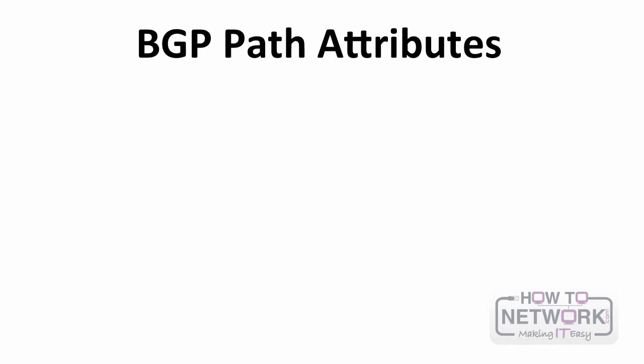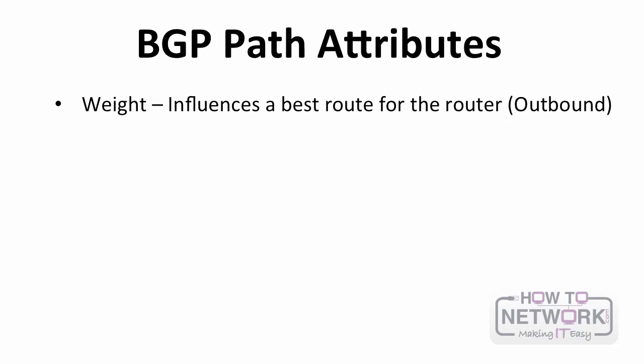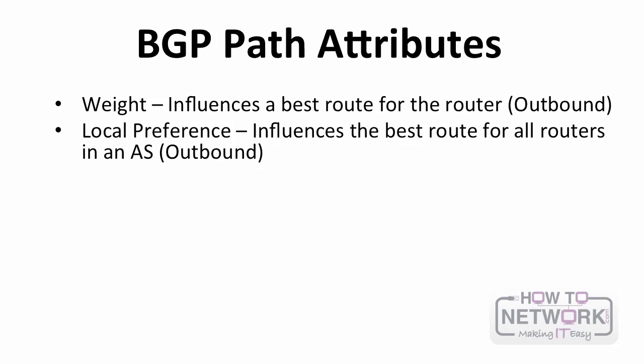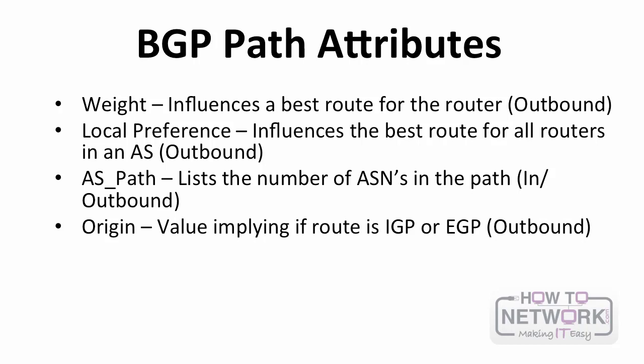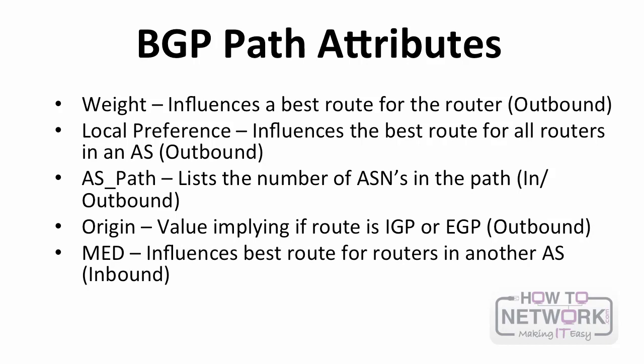Now, regarding BGP path attributes, there are some that you absolutely have to know and memorize. The first is weight. Weight influences a best route for the local router, and obviously it's manually configured. Local preference influences the best route for all routers in an autonomous system, so this is a shared attribute. AS path lists the number of autonomous system numbers in the path, and this can be manipulated. Origin is a value implying if the route is from an IGP or an EGP. And then finally the MED, which can influence the best route for routers in another AS. So you can influence traffic flows into your AS by sending out the MED to other routers.